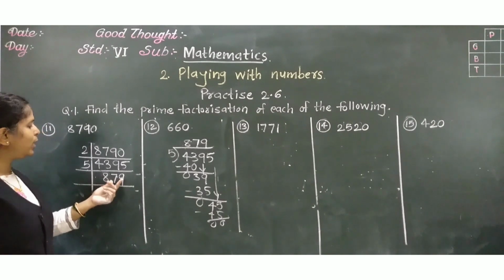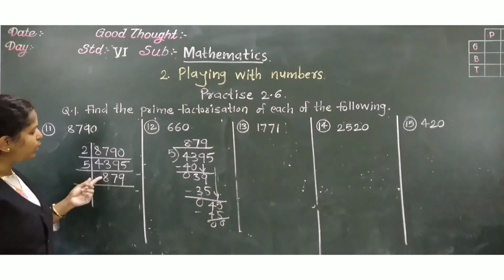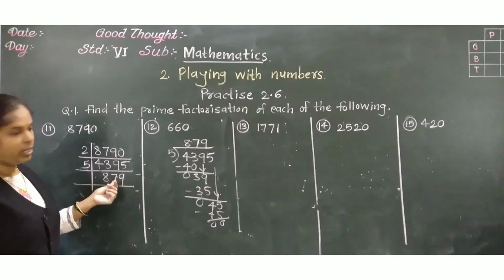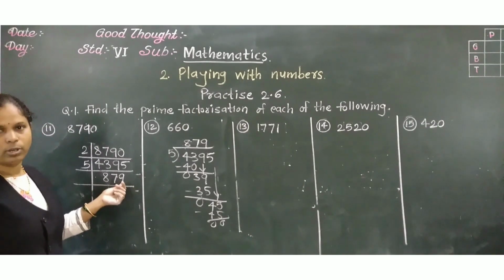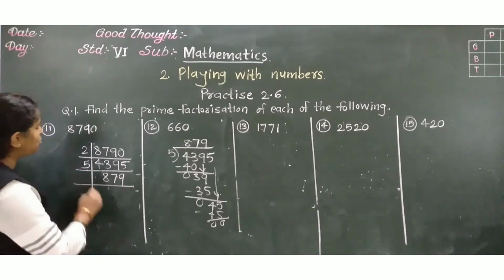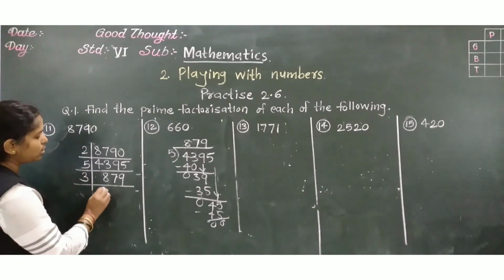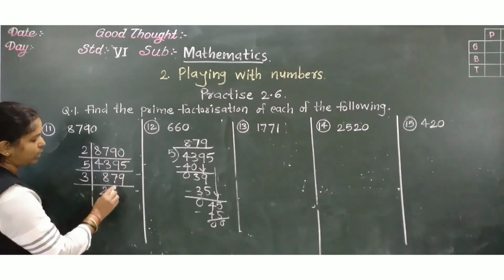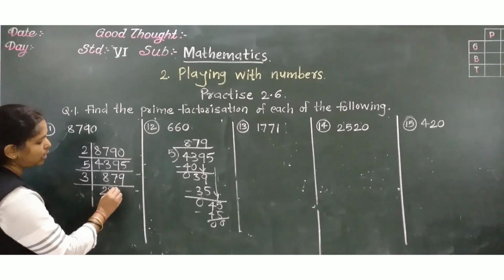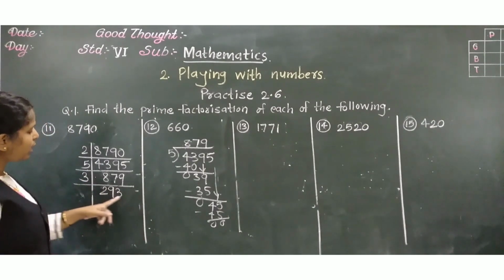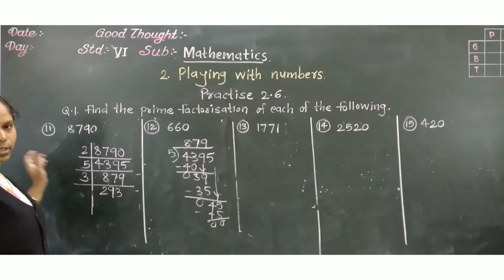Now if you add the digits, can we divide it by 3? Here 8 plus 7 is 15 and 15 plus 9 is 24. 24 is divisible by 3. So we can divide it by 3. 3 2s are 6, 2 remain. 3 9s are 27 and 3 3s are 9.